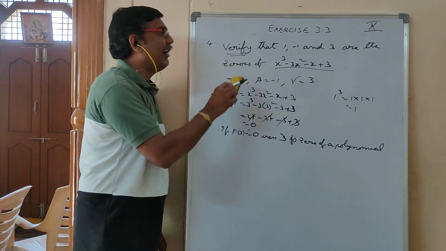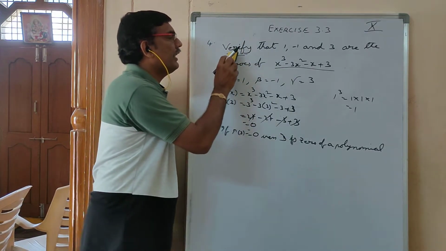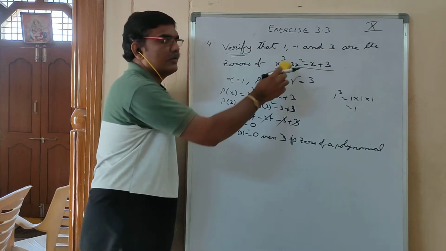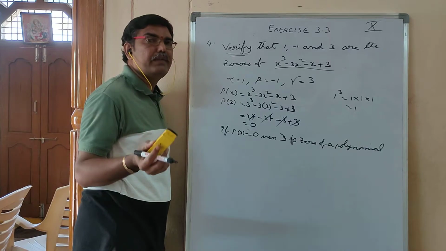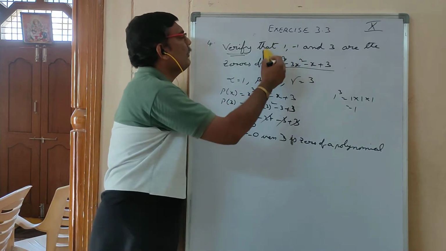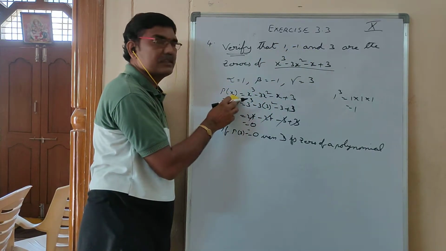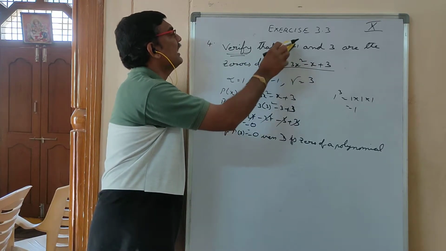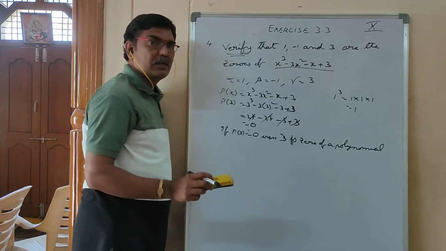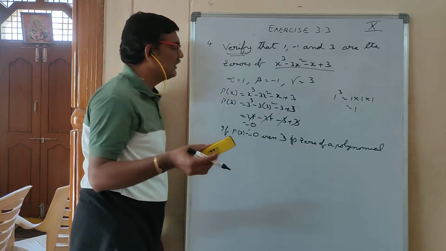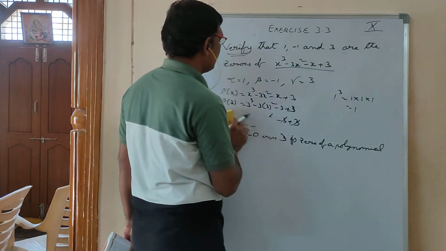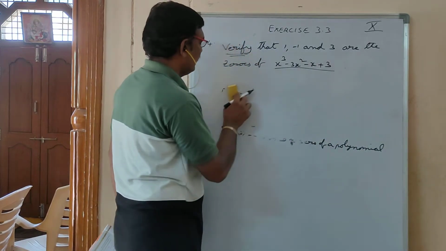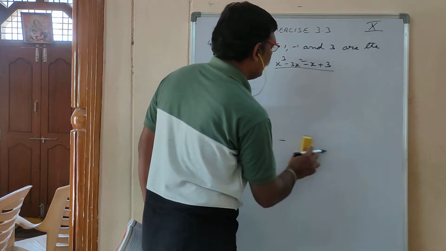So in this half of the problem we are done. What did we do? We verified that 1, minus 1 and 3 are zeros of this polynomial. How to do the verification? What I said to you: assume the given polynomial as p of x, substitute one time 1 in place of x, second time minus 1, third time 3. All the values you have to get as 0. Then they are zeros of the polynomial. So this problem is not completed yet. So still, what do you have to do?